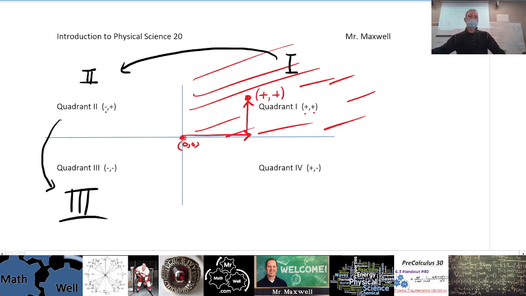Oh, by the way, did I mention the sign? Negative x direction, positive y direction. That's how you get to points in this quadrant. Negative x direction, negative y direction is how you get to points in quadrant 3. That's why it's a negative, negative.